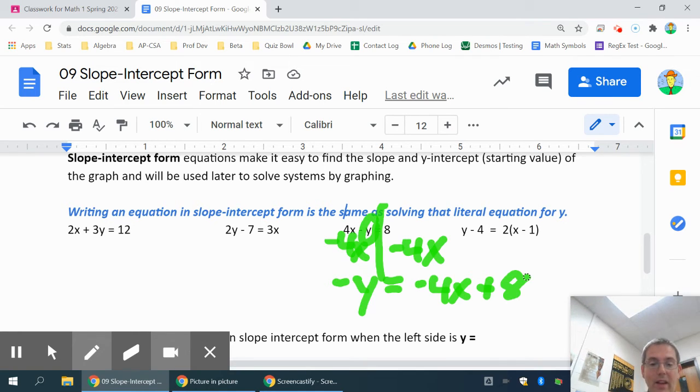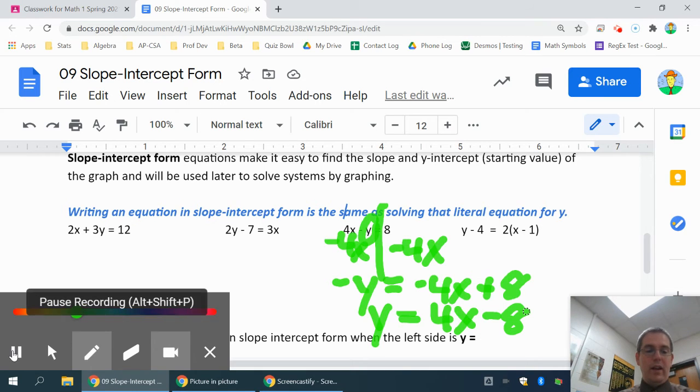Now, I have that negative y. I could put a negative 1 in front and divide by negative 1, but it is true, if you have a negative you want to get rid of, you can always just switch all the signs. So y equals a positive 4x minus 8 would be my final answer. So if you wanted to, you could write in a negative 1 and divide it off, but it's the same thing, just switch all the signs. The y switches to positive, 4x to positive, and the 8 to negative.